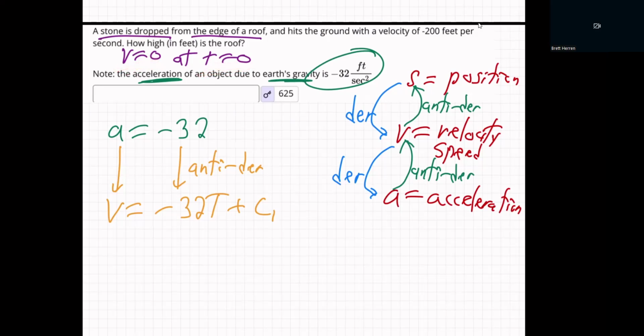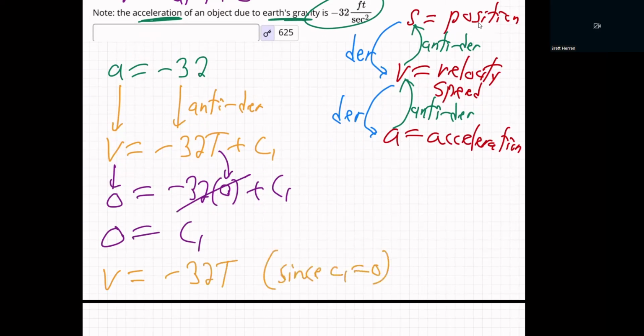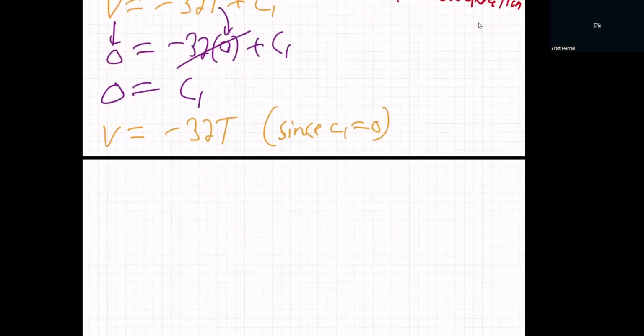So that means right at the start, at time 0, the velocity is 0. So if I plug in, the velocity will be 0 when the time is 0. With that in mind, we can see that constant 1 is just 0. So now we have the velocity equation, which is minus 32t, since we now know C1 is 0. So we got the velocity equation.